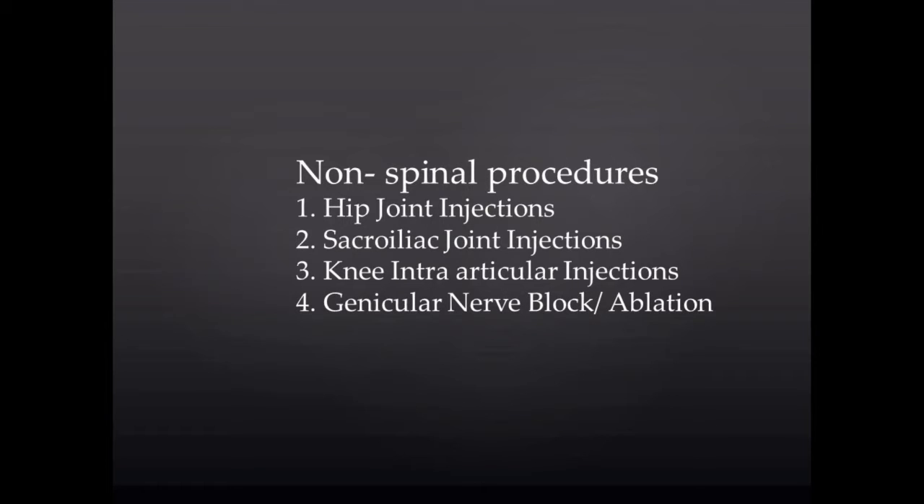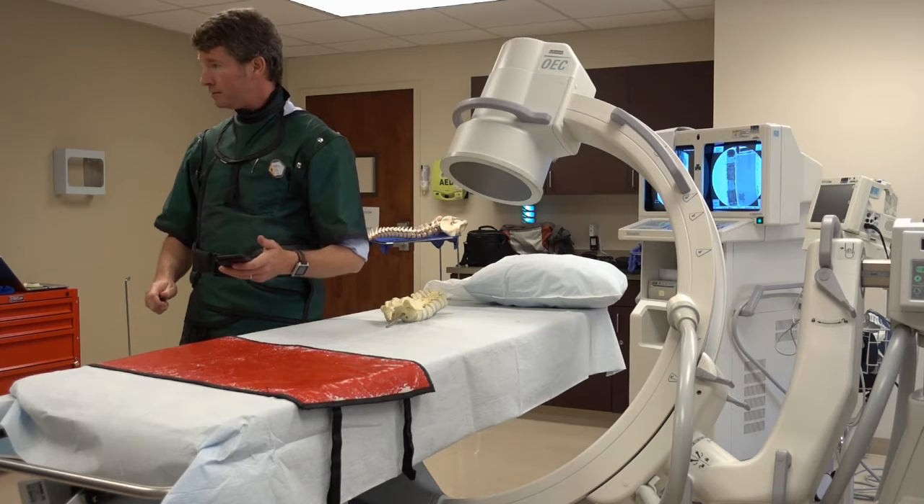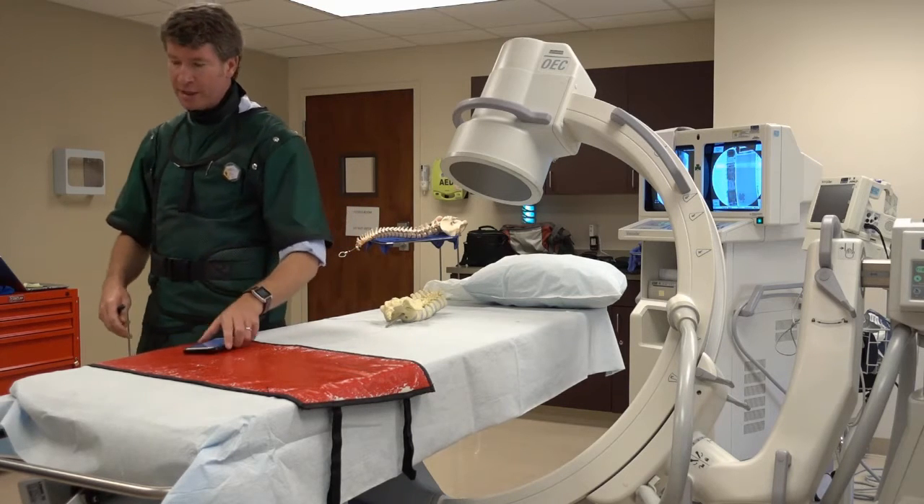What else are we going to talk about? Procedures. So the first thing we're going to talk about is non-spine procedures. Basically we're going to talk about four: the hip, the sacroiliac joint, the knee intra-articular, and then the genicular nerve block and ablation. First thing is the hip.